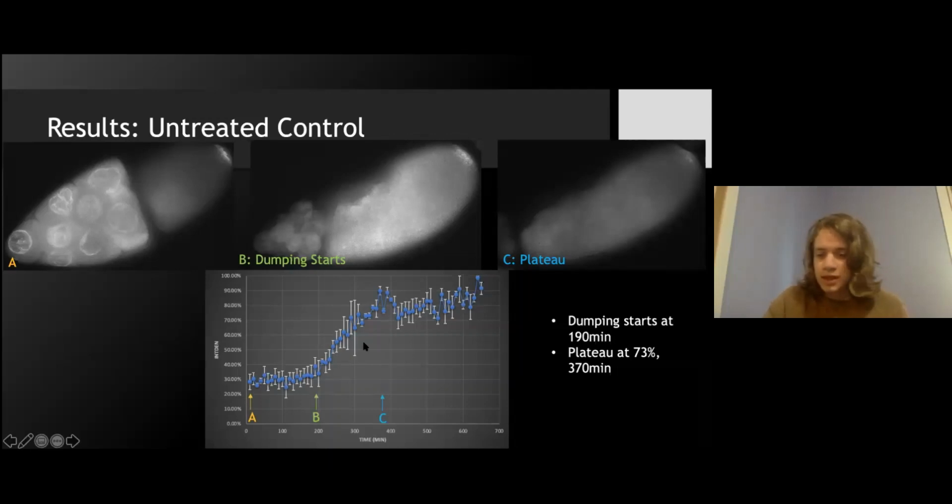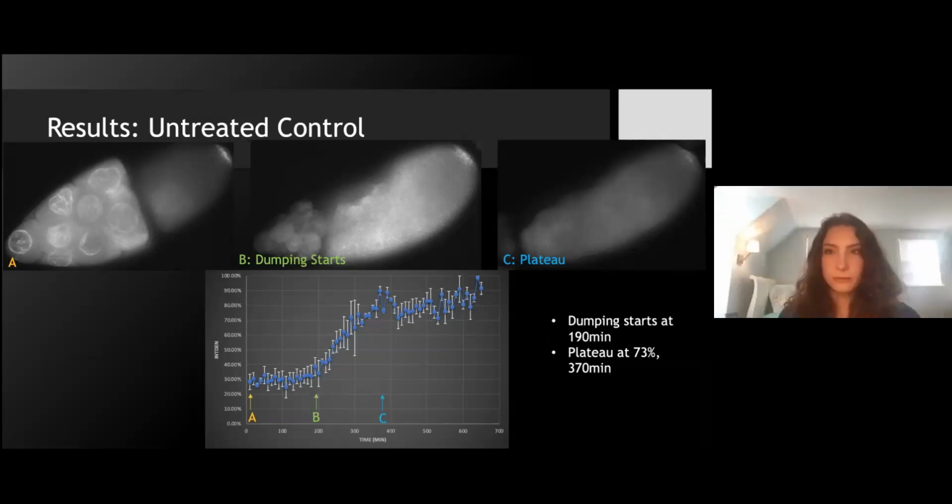So all of the images analyzed were captured at slightly different starting time points. So I normalized their x-axes to the beginning of dumping, since that's such a visible thing in the images themselves. And then the quantitative highlights that I pulled out of this data set are that dumping begins around 190 minutes, and the start of the plateau phase occurs at 370 minutes, and at that point, 73% of the total accumulation had occurred.